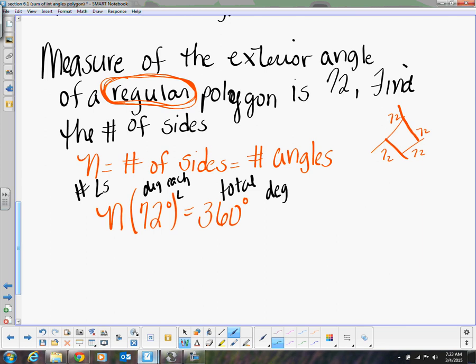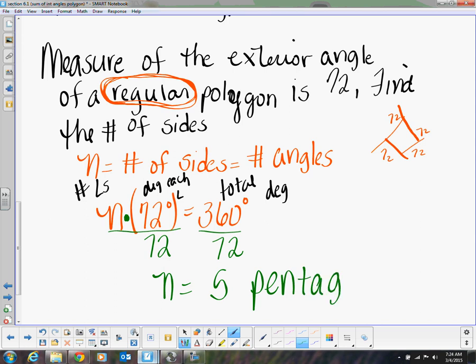How are we going to solve this? Nick, how are you going to solve that? It is being multiplied. How do we undo multiply? Divide by 72. So what is 360 divided by 72? 5. Okay, how many sides is that figure? 5. What's it called? Pentagon.